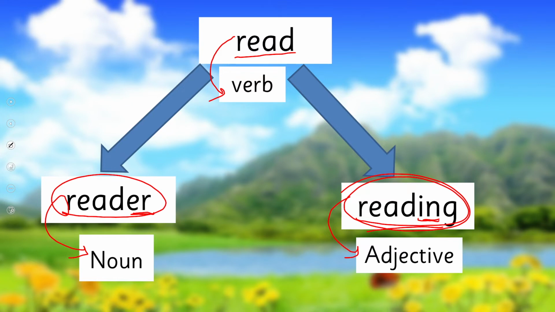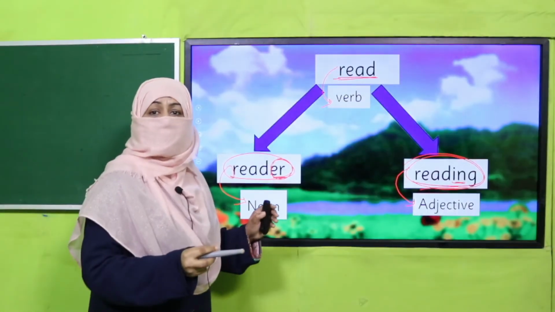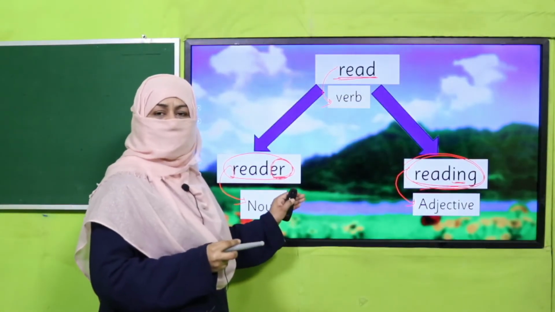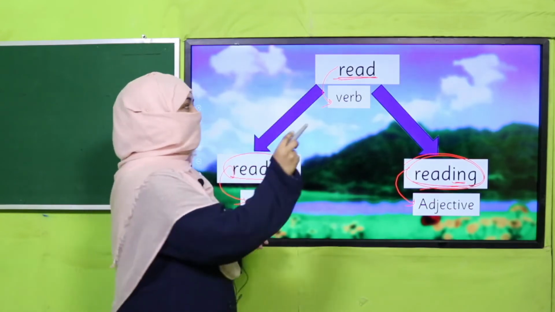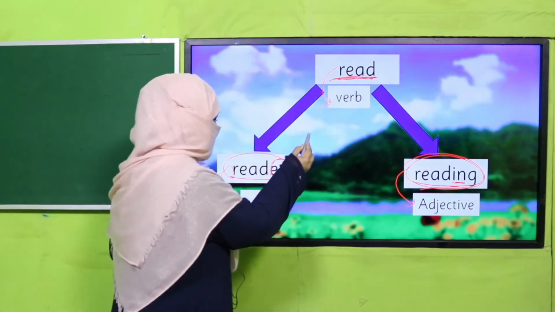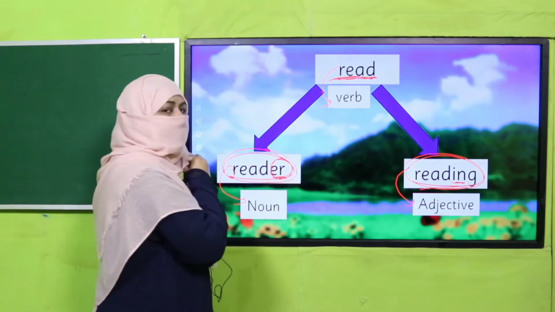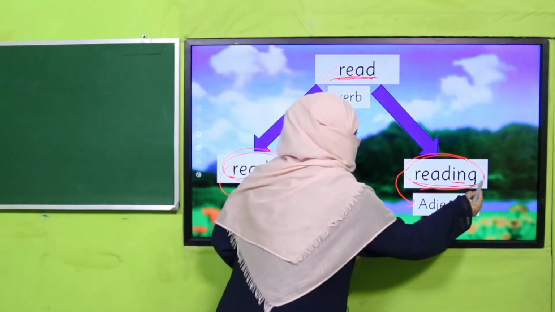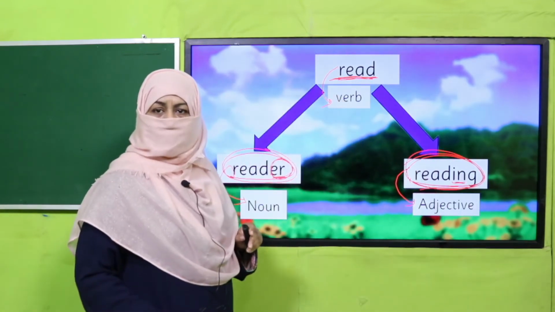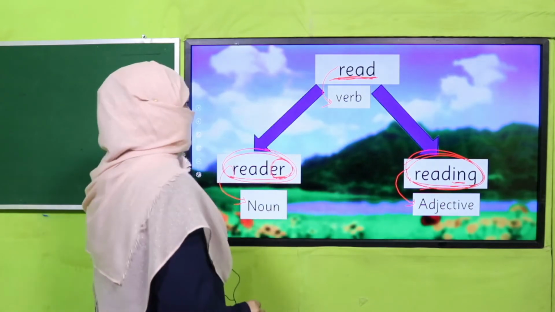Do you understand? So this is how we have taken one part of speech, verb, by adding er, by adding a suffix. Remember suffix? Yes, a letter or a group of letters, when it's added to the end of a word, it is called a suffix. So we are adding a suffix to this verb. It becomes a noun by adding er, and it becomes adjective by adding ing. You got it?